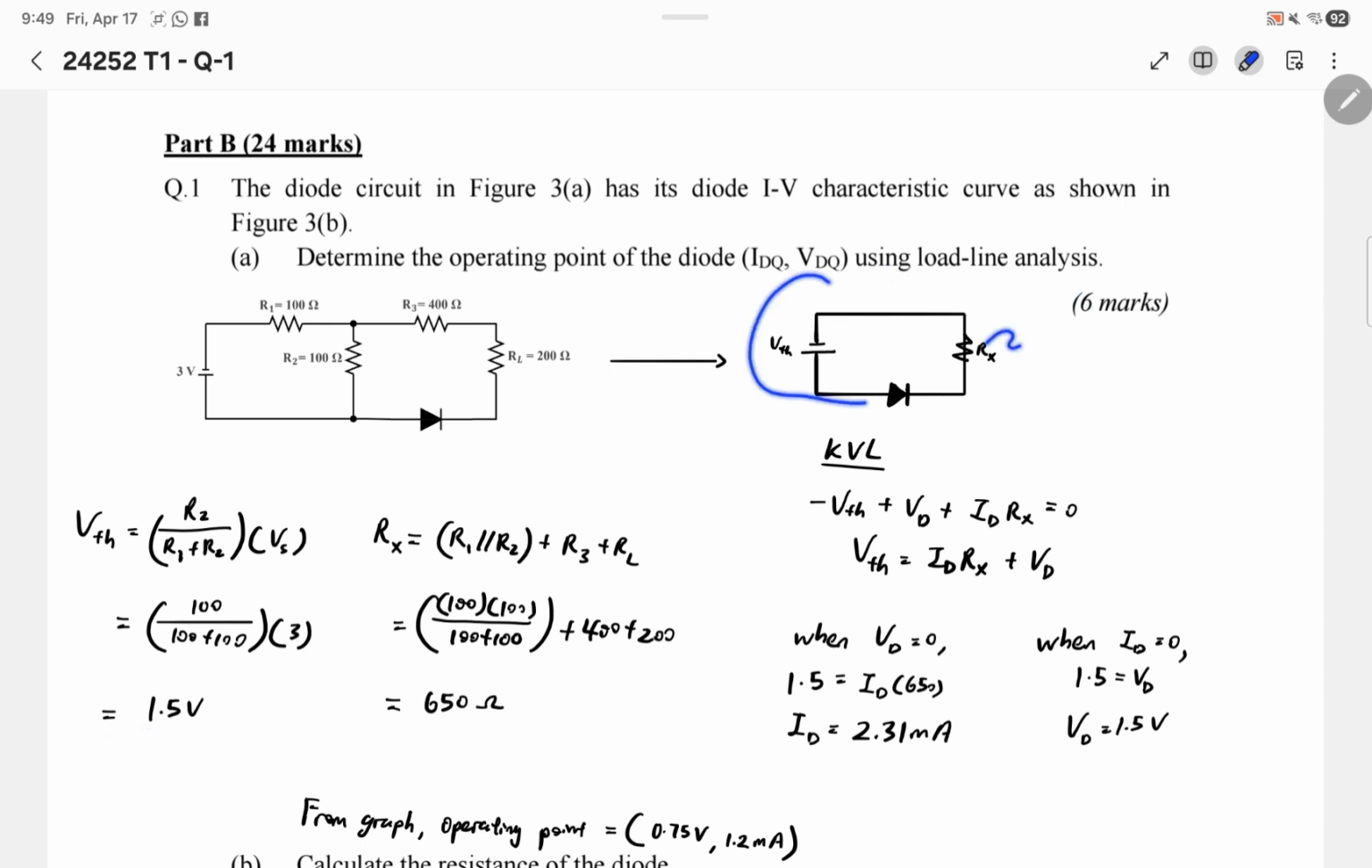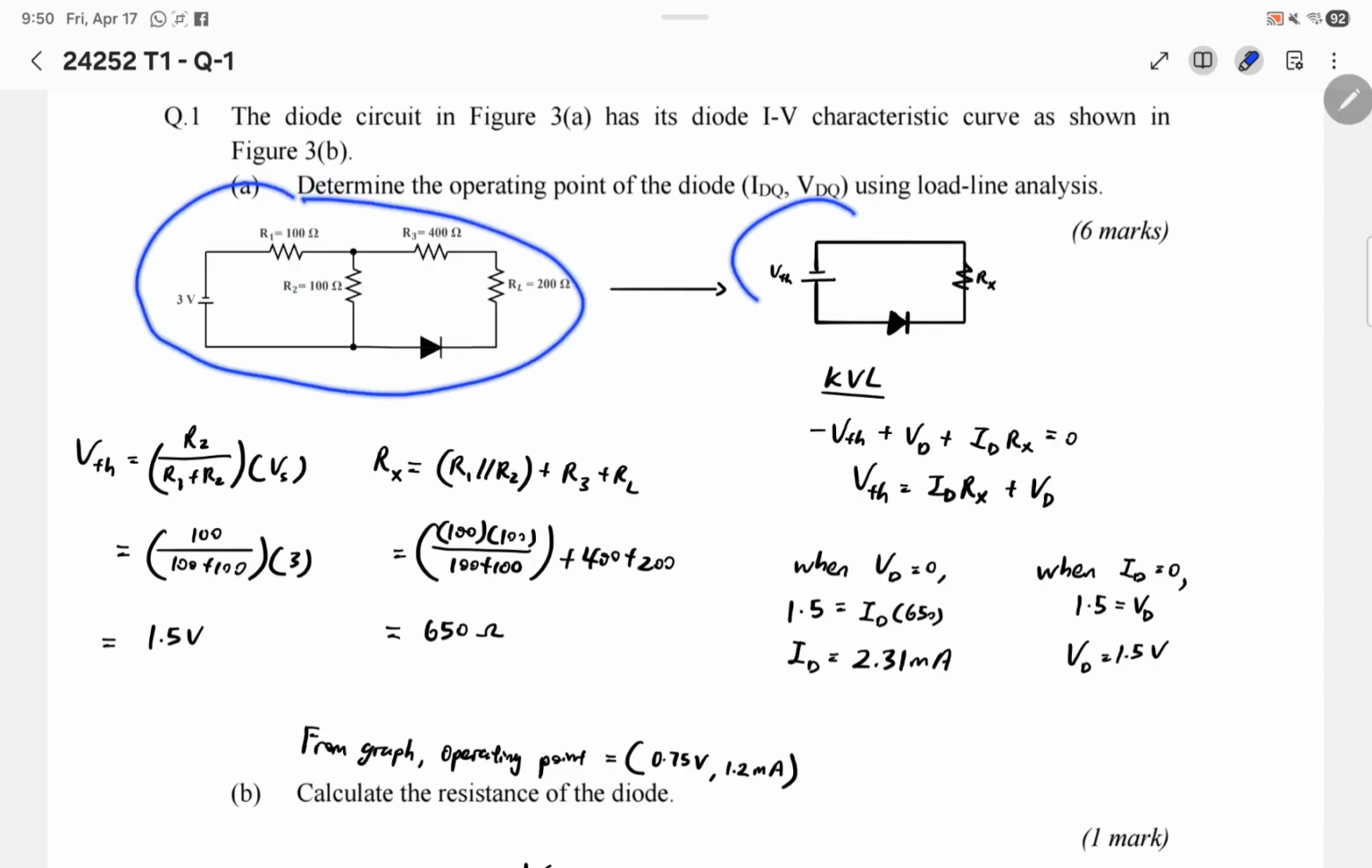And now we need to find our Rx, the Thevenin resistor. R1 and R2 are parallel, and this is in series with R3 and RL. Using the formula, we calculate 650 ohms. We have already changed the original circuit to the Thevenin circuit. Now we use KVL, and we find that the equation is this.